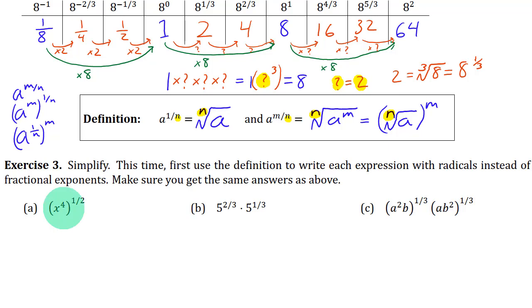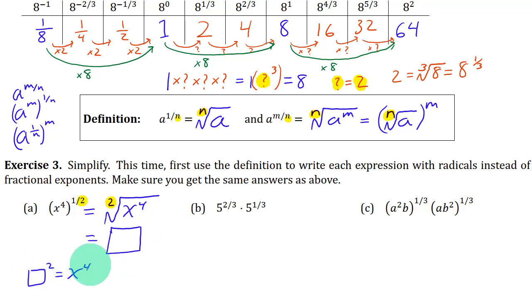Okay, so let's look at this. The 1/2 means we're talking about a square root of x to the fourth. So it's a square root of x to the fourth. What does that give you? Well, whatever the answer to this is, should be something you can square and get x to the fourth. So what would work in there is x to the power 2, because then you can do 2 times 2 to get 4.